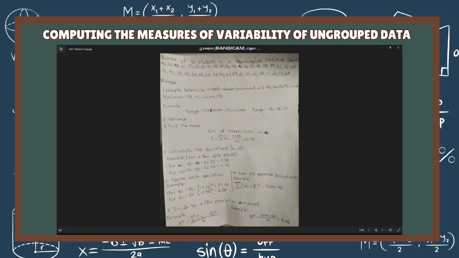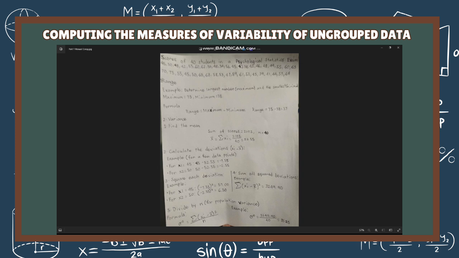Let's move on to variance. Variance measures the average square deviation from the mean. It's a key step in understanding the spread of the data. Steps: find the mean, add up all the values in the dataset, and divide by the total number of values n. As you can see in the example, sum of scores equals 2,102, then n equals 40. So as you can see, there is our formula shown below.